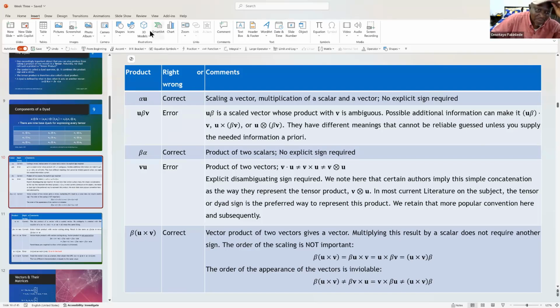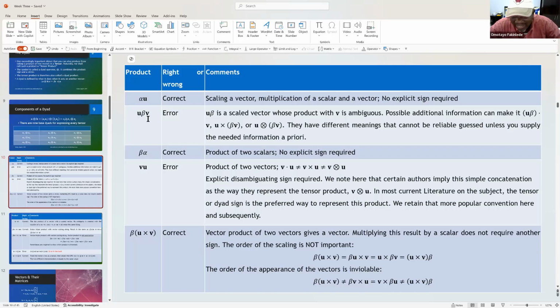So you can see that on this page now, the first thing, alpha u, if alpha is a scalar, you can multiply alpha by u. It is clear what you are doing. Scaling a vector, multiplication by a scalar, there's no explicit sign required. Now, but it will be an error to say U beta V, even though beta is a number, a scalar, because between U and V, there is no explicit implied product. We do not have a dot, we do not have a cross, and we do not have a dyad.